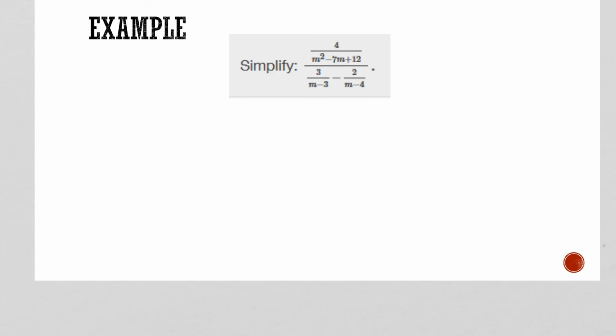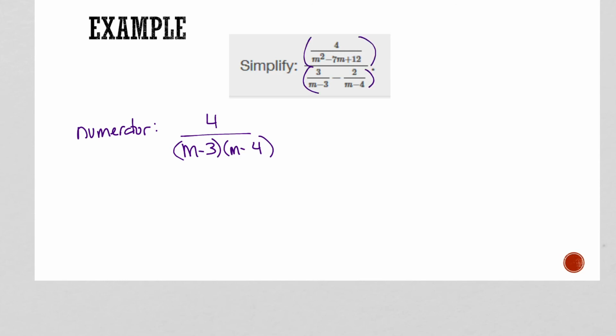Okay, let's take a look at this problem. Okay, so the first thing I want to do is factor this denominator, okay? So I'm just writing my numerator. Okay, and so I've got 4 over, and if I factor that, boy, I sure do hope it factors to be those two things. And guess what? It does. Okay, and so what I want to do is multiply top and bottom by the lowest common denominator, which happens to be m minus 3 and m minus 4.